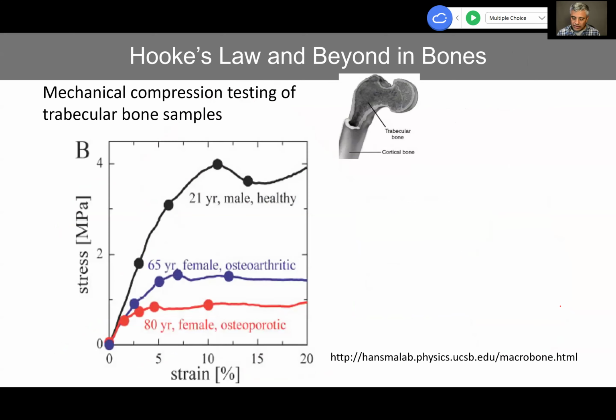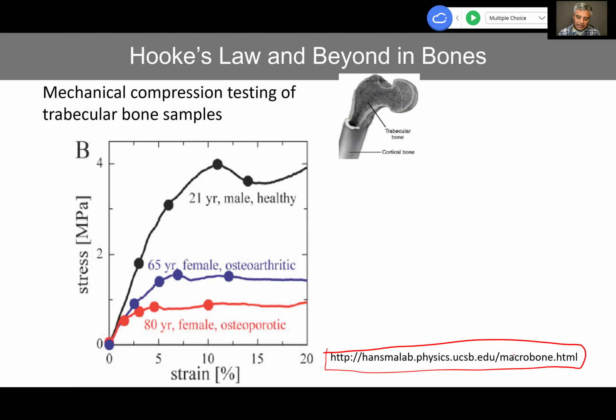And here is a study of how bone of different age people and different kinds of conditions behaves. This study was done. If you are interested in detail about how bone behaves under different kinds of stress, you can go to this link and look at the paper over there. But I simply brought the result here.